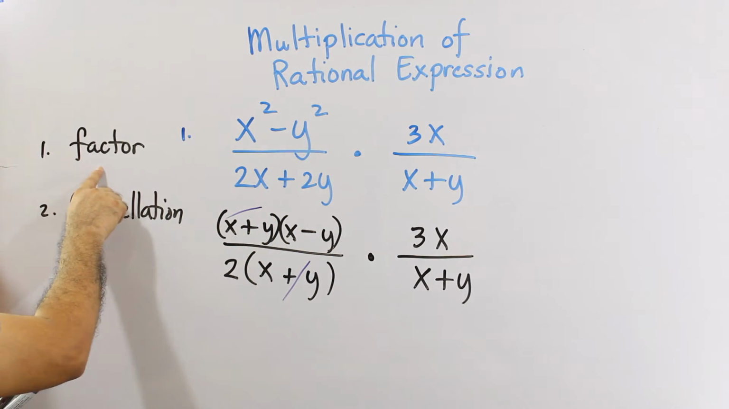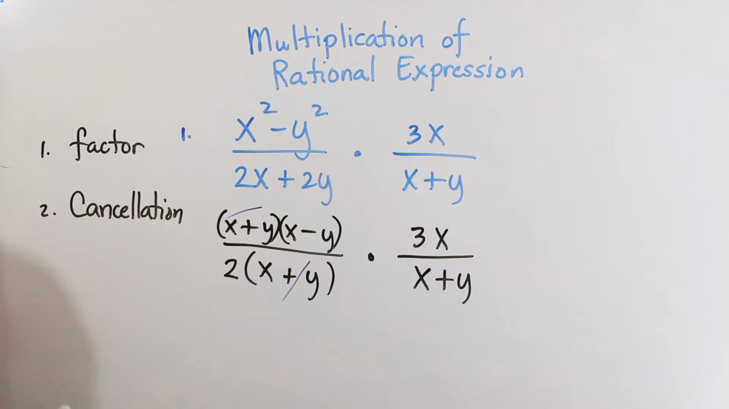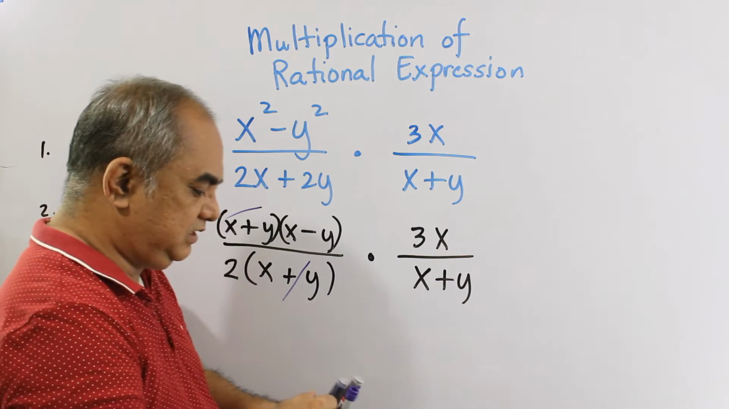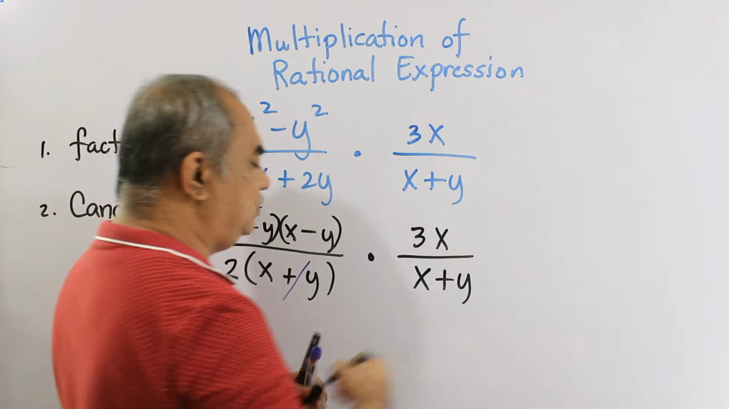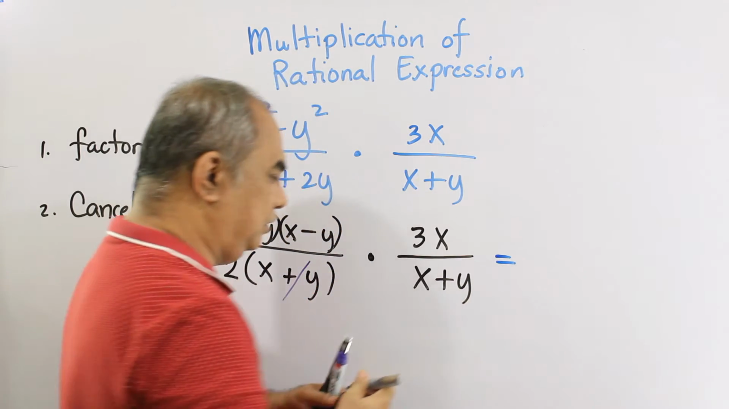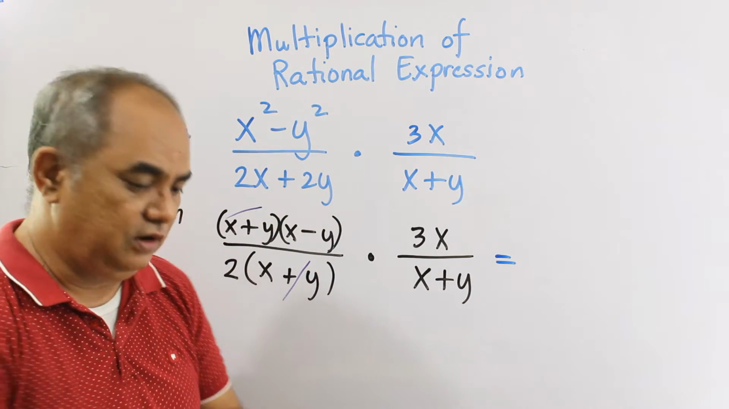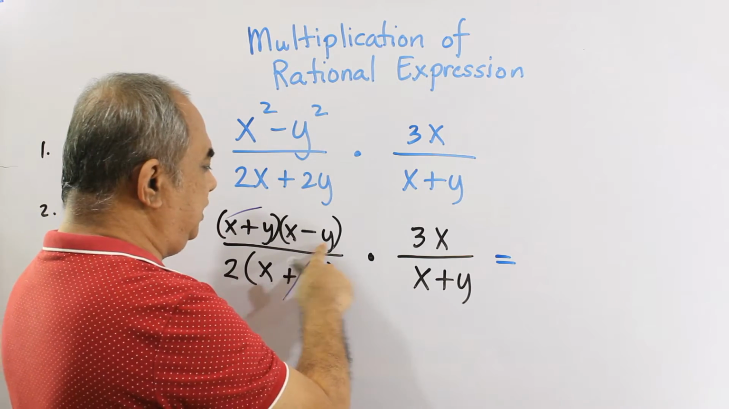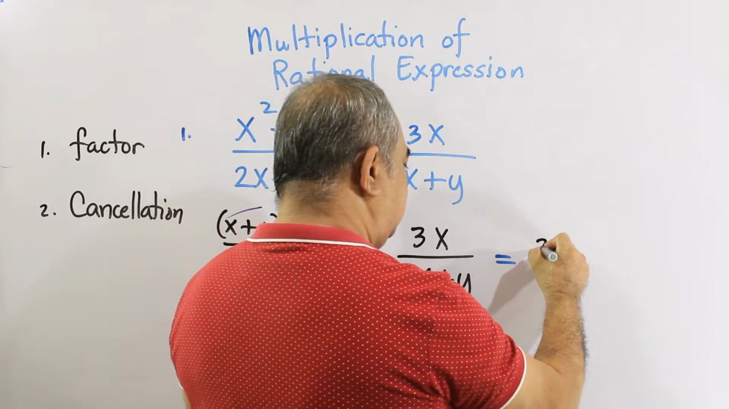So, now that we're finished factoring and we're finished cancellation, what will be the next step? Our next step is just to write the remaining terms or factors, and that will be our final answer. Let's do it. Numerator, we have 3x. Just write it down.